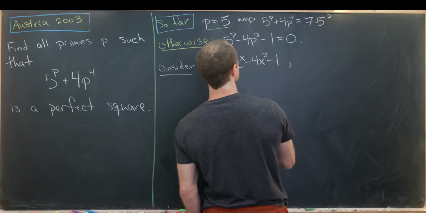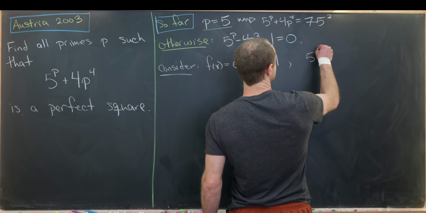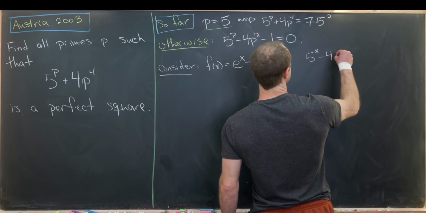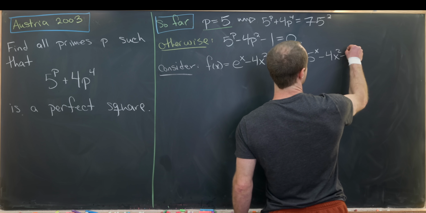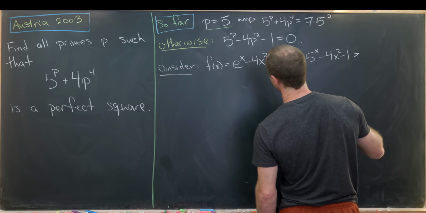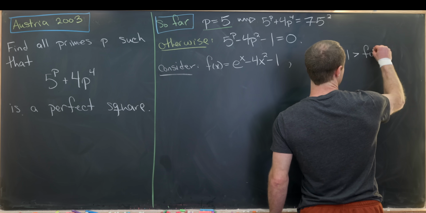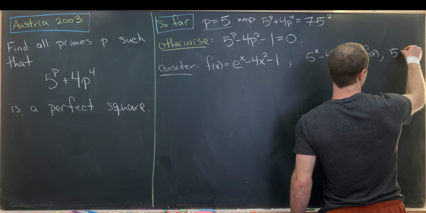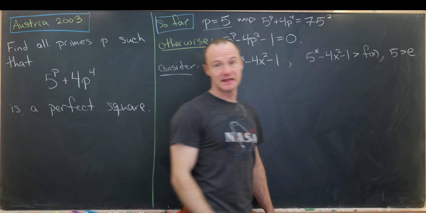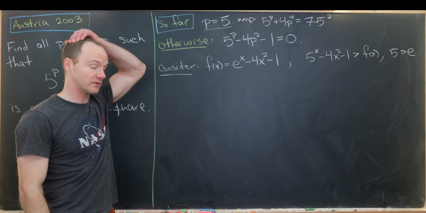Okay, so let's notice that 5 to the x minus 4x squared minus 1 is always strictly bigger than f of x. And that's because 5 is bigger than the number e. e is somewhere between 2 and 3.